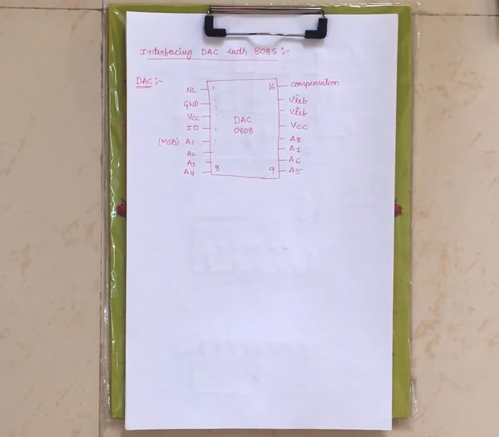Now coming to the next lecture, that is interfacing of DAC. DAC is nothing but digital to analog converter, right? You have ADC and also DAC. DAC is nothing but digital to analog converter, and that chip you have to interface with your 8085.